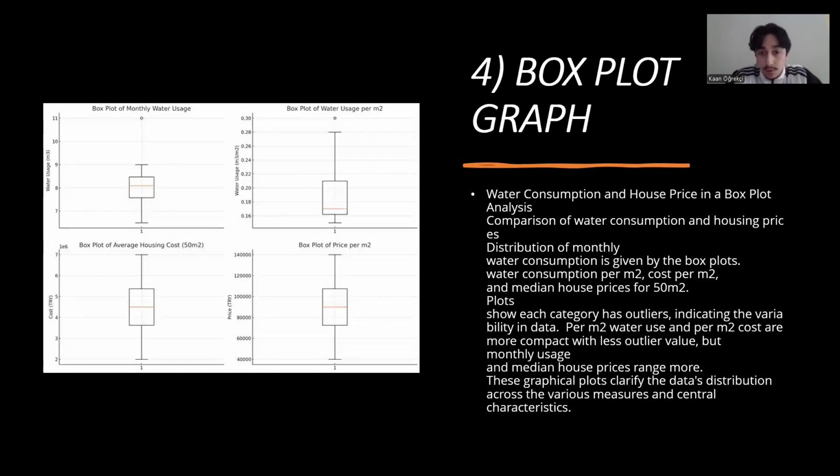The fourth one is box plot graph. The box plot displays the distribution and variability of monthly water consumption and housing prices, highlighting outliers in each category. While water use and cost per meter square are more compact, median house prices show a wider range, helping to clarify central tendencies and spread.